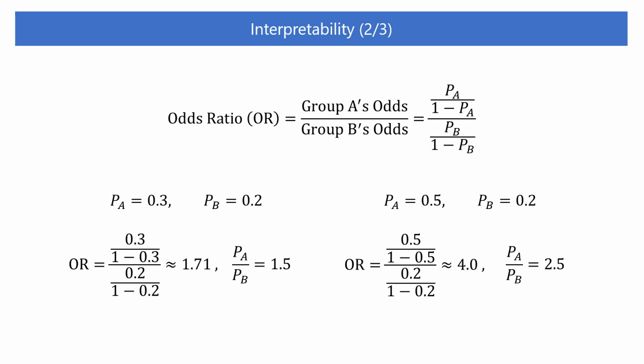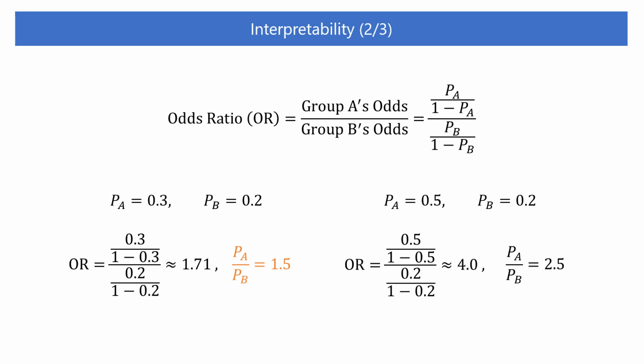Let's look at this in concrete values. Suppose the odds of an event occurring in group A are 0.3 and the odds of an event occurring in group B are 0.2. In this case, the odds ratio of group A to group B can be expressed by this equation. The odds ratio is 1.71. This means that Group A has a 71% higher relative chance of an event occurring than Group B.